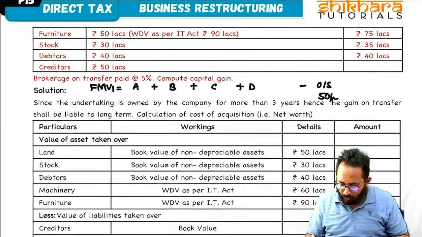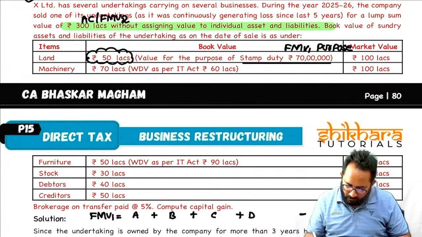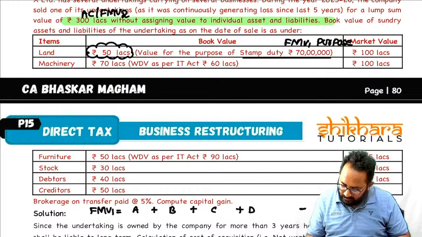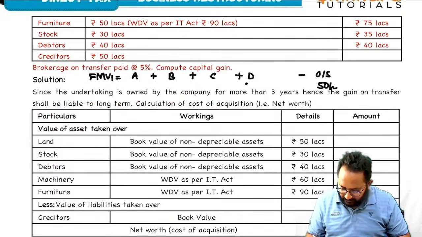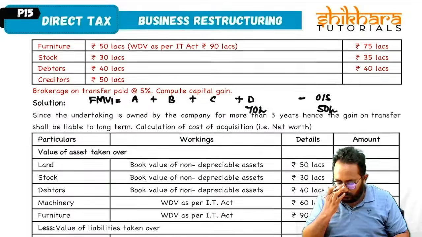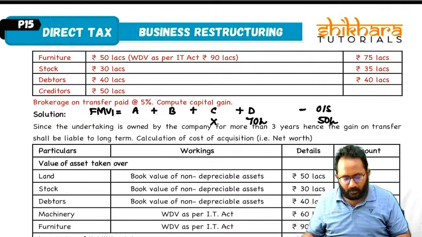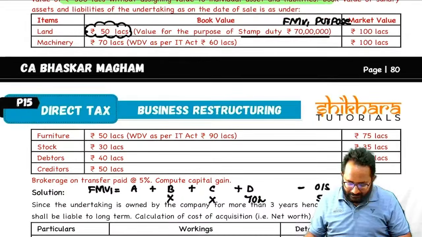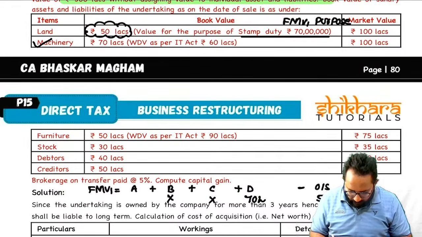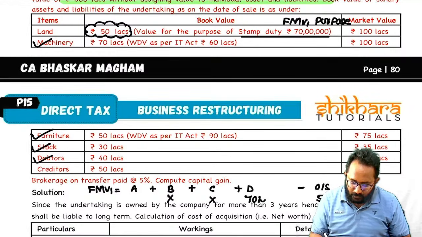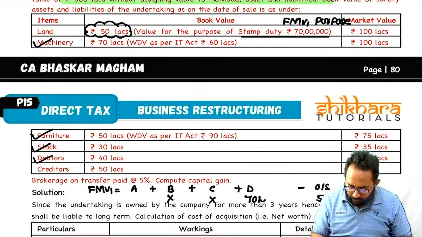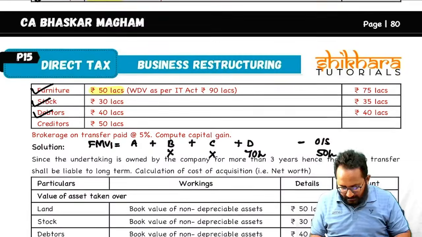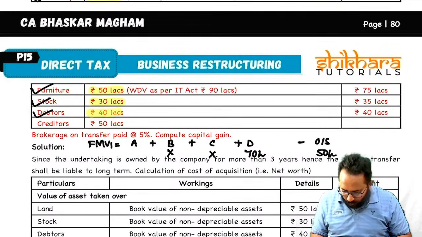D, immovable property, SDV. How much? 70 lakh. What is C? Shares and securities, not available; jewelry, not available; others, machinery, furniture, stock, debtors. For these, which value do we have to take? Book value. Please total 70 lakh, 50 lakh, 30 lakh, 40 lakh. How much?